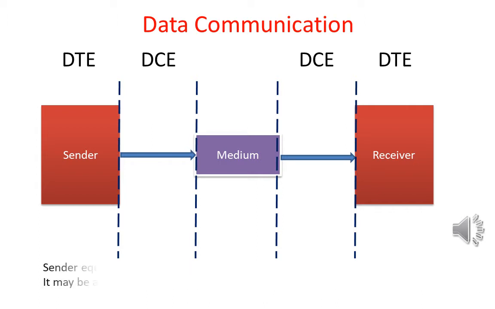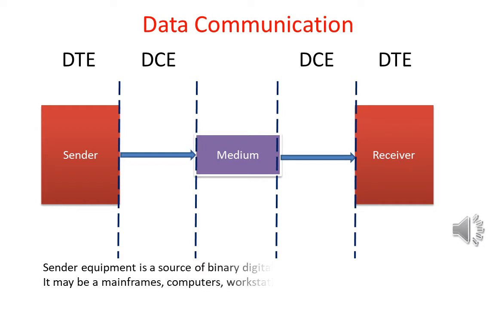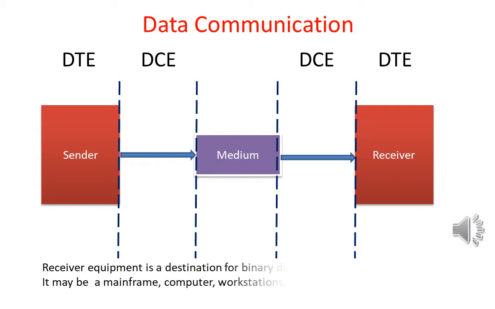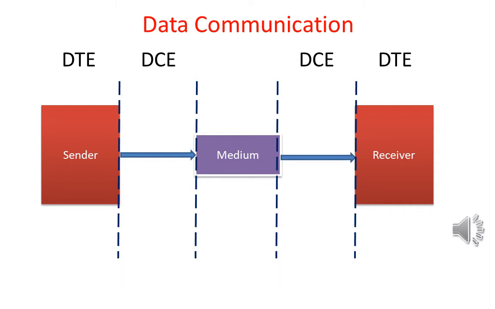Sender equipment is a source of binary digital data. It may be a mainframe, computer, workstation, telephone handset. Receiver equipment is a destination for binary digital data. It may be a mainframe, computer, workstation, TV, printer, telephone handset.